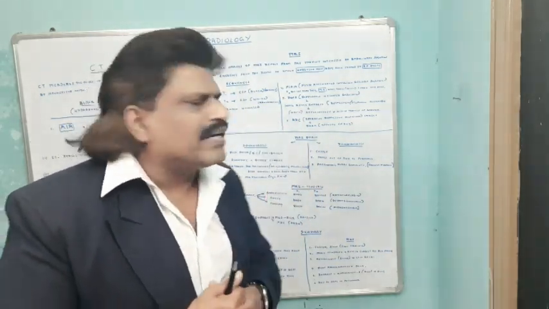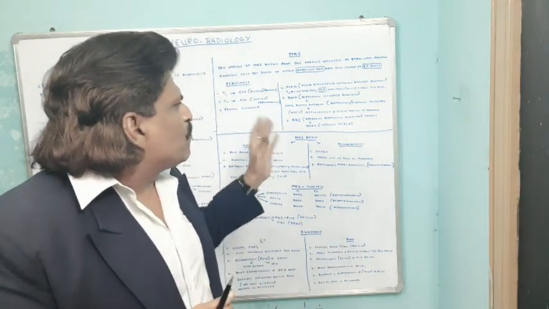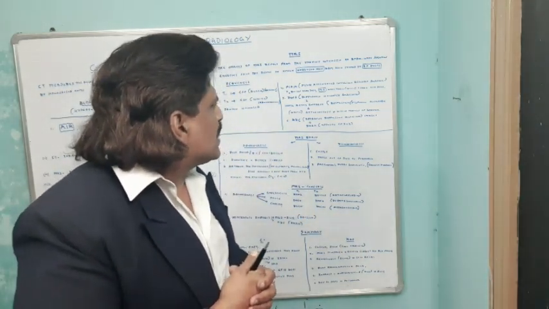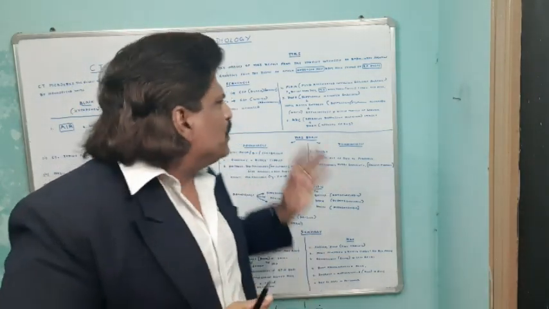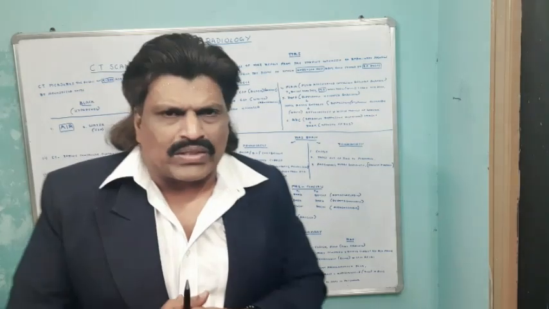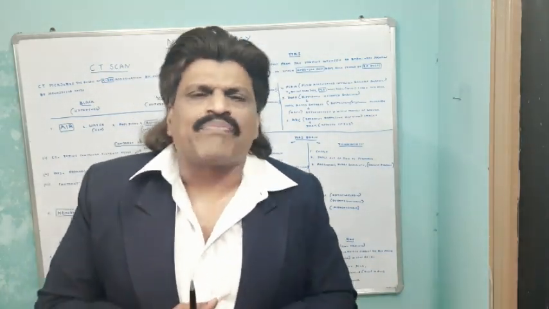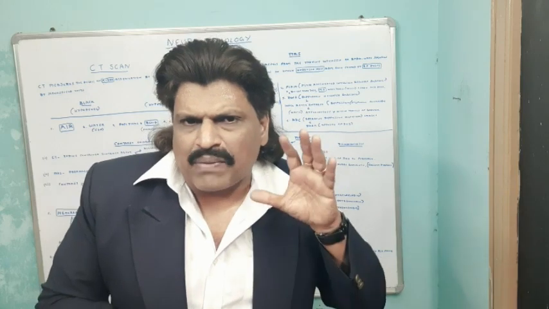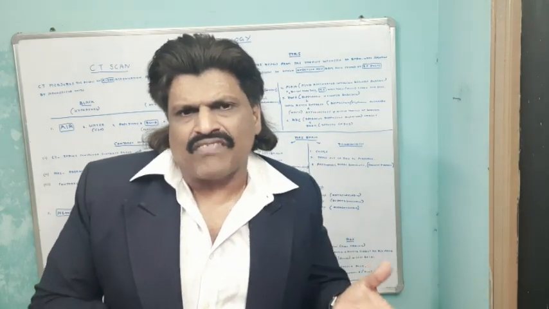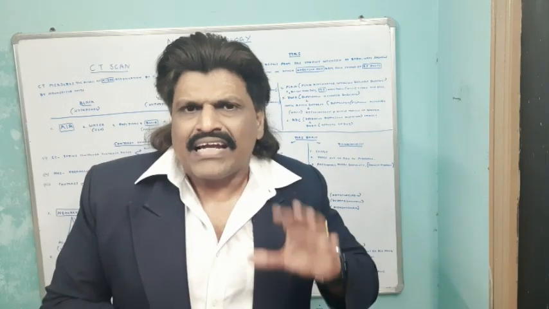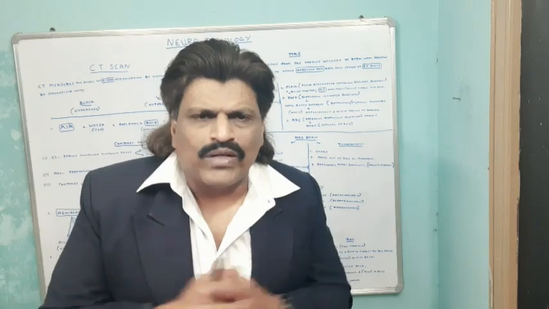Fluid attenuated inversion recovery sequence, fluid attenuated inversion recovery imaging. Here what we do is that we use the T2 weighted sequence, but then here we suppress or invert the signal of CSF. So CSF, instead of appearing bright, in FLAIR appears dark. Why do we do this?